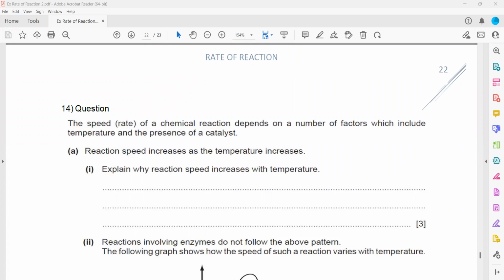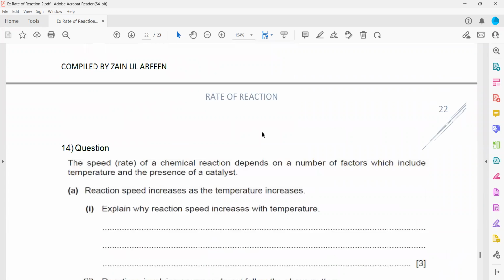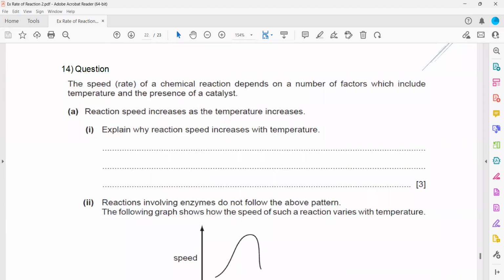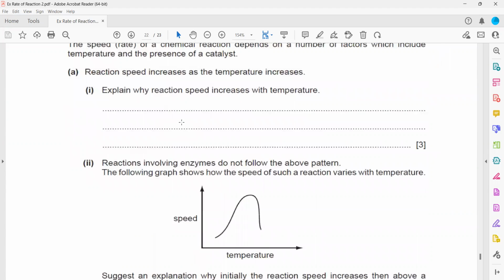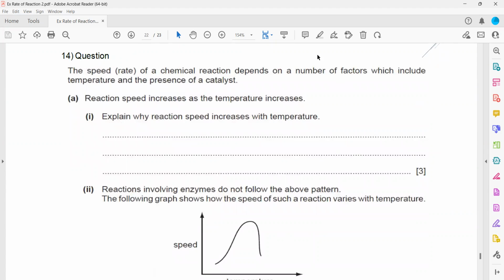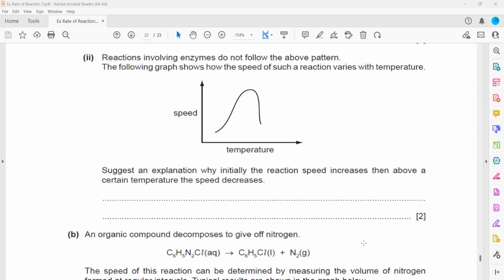So this was page 21, and then move to 22. In this question, the speed of a chemical reaction depends on a number of factors, including temperature and presence of a catalyst. The speed of reaction increases as the temperature increases. Why does the speed increase with temperature? The same answer that we have discussed previously.